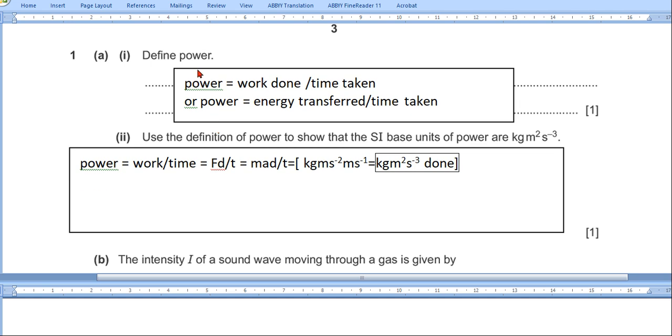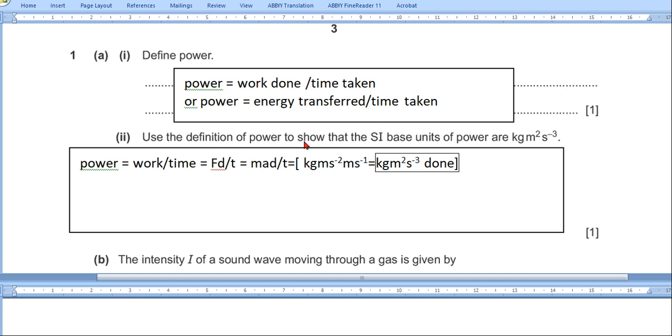Question 1. Define power. So for power we have two definitions. Power is work done per time taken, or power is energy transferred per time taken. Why? Because work done equals energy transferred. How much energy is transferred from one form into another, so much work is done.